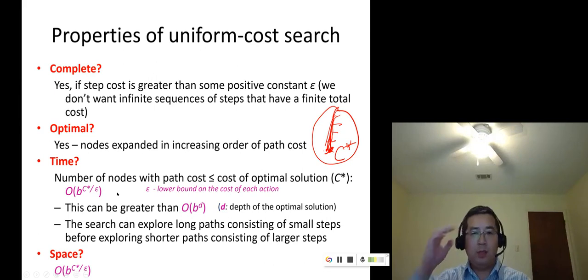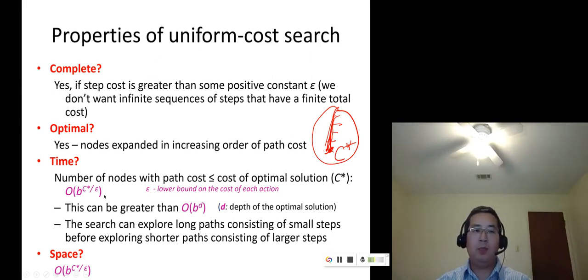We use this notation to represent it. It will be big O of b to the power C star over epsilon. And epsilon here represents a lower bound on the cost of each action. That means each action, from one node to another node, has at least this cost. So that is the smallest cost among the search tree. That one will be the epsilon. So it's C star over epsilon, and b to the power of this.